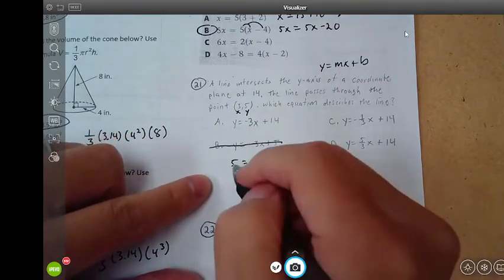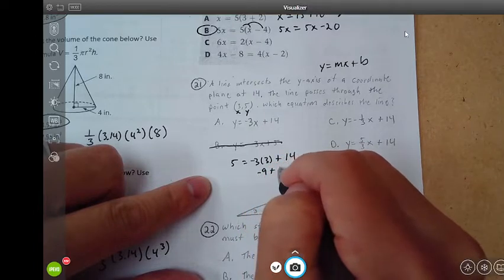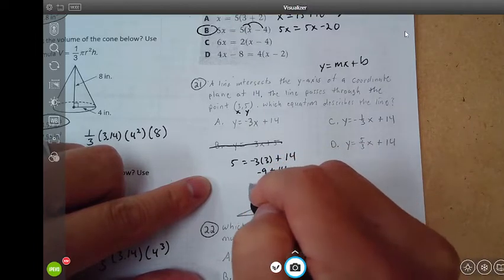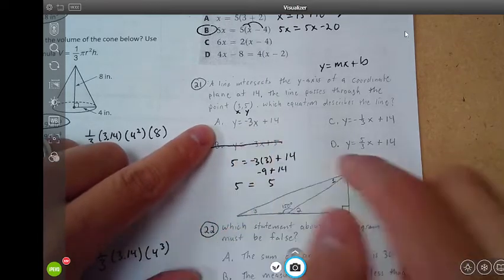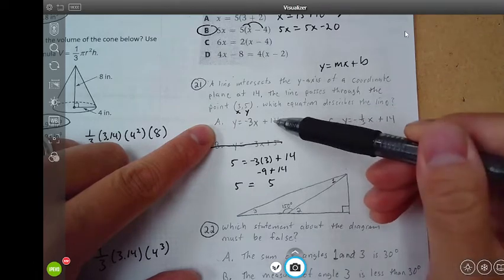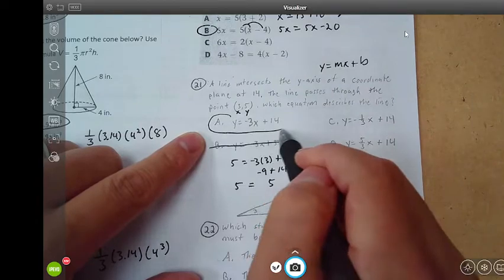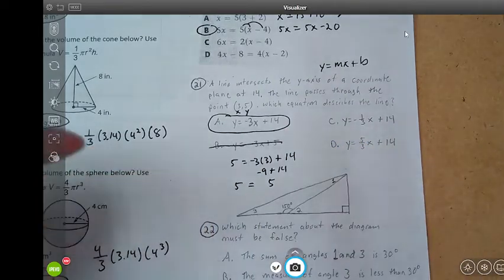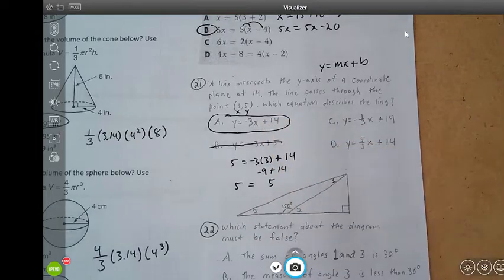Let's go ahead and simplify it here. Negative 3 times 3 is negative 9 plus 14. Negative 9 plus 14 is 5. Hey, I get 5 equals 5. This is it. This equation here, this line has a y-intercept of 14, and 3 and 5 both work in it. 3, 5 serving as the x and the y make that equation work. So that is on that line.